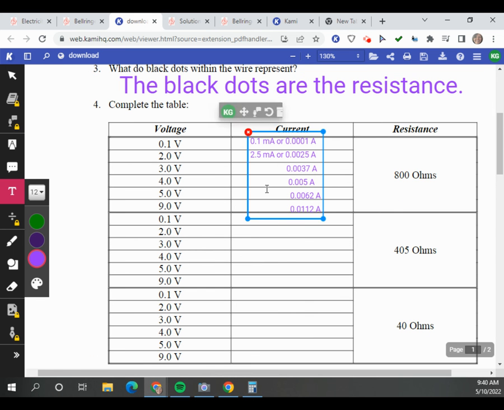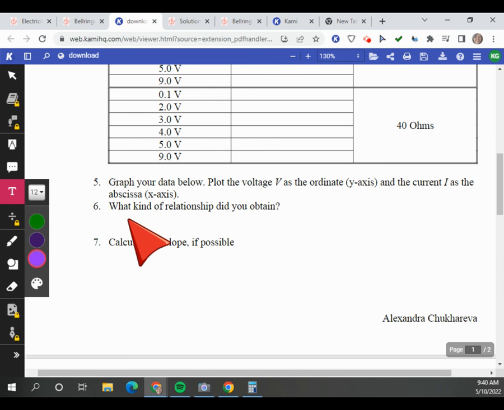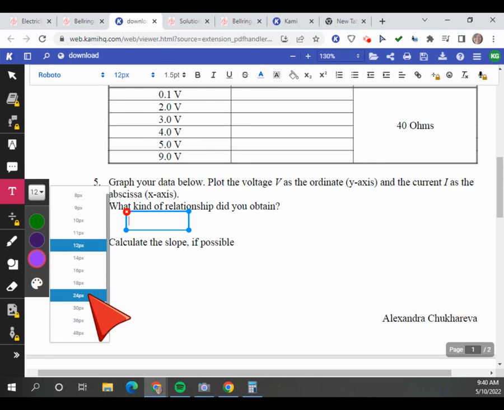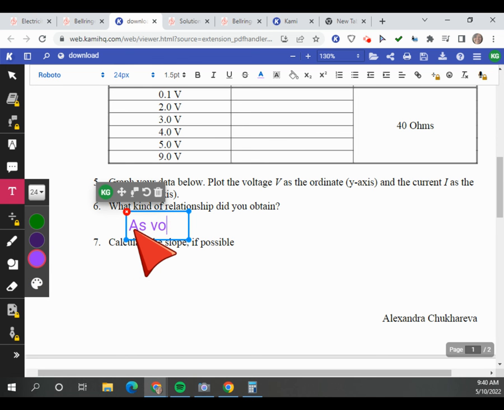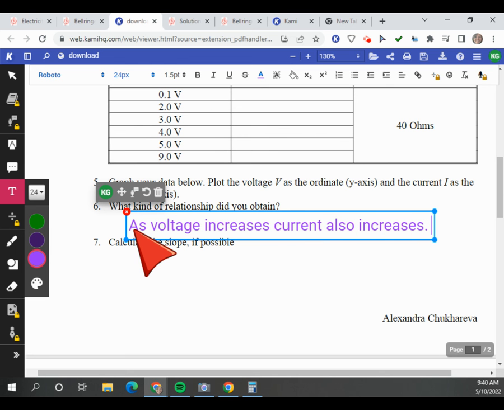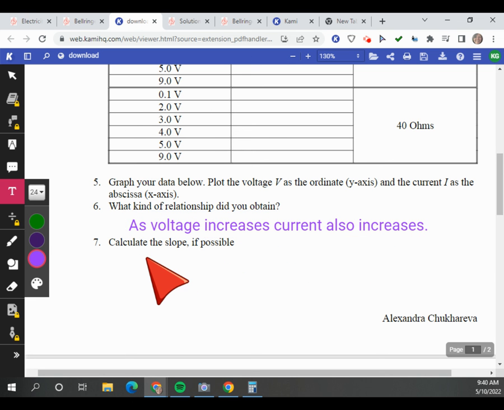Okay. What kind of relationship did we obtain? Well, we can see from what we have, as voltage increases, current also increases. Our resistance stayed the same. So that's what we're going to type, and we can make it a little bigger so we can see better on the video. As voltage increases, current also increases. That's the relationship that we really see. Now it says calculate the slope if possible. I know, slope is a math term. I'll give you a second.